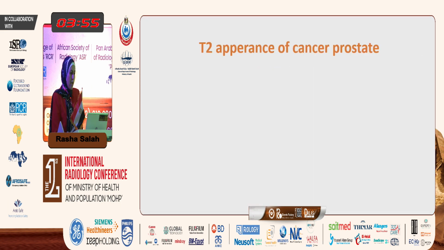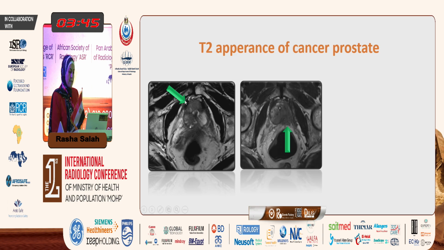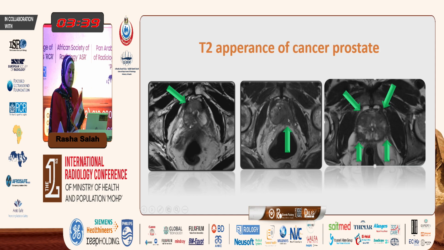Now the T2 appearance of prostate cancer, to allow you to identify the lesions while you are performing the exam. This is an anteriorly located mass, and this is a peripheral mass located at the peripheral zone with associated extraprostatic extension, and these are multifocal prostatic masses located at the peripheral zone.